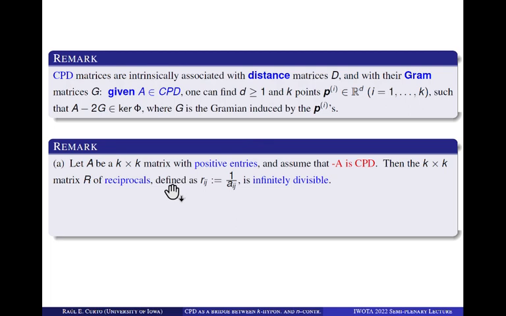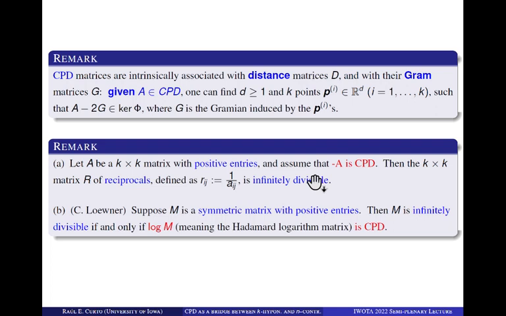So distance matrices are a good thing to keep in mind in terms of thinking about CPD matrices. The remark: if A is k by k with positive entries and assume that minus A is CPD, then the k by k matrix of reciprocals is infinitely divisible. And Loewner showed that if M is a symmetric matrix with positive entries, then M is infinitely divisible if and only if the log of M, meaning the Hadamard logarithm, taking the log entry by entry, is CPD. This is a very nice result: checking the infinite divisibility by computing the log and checking that it's CPD.